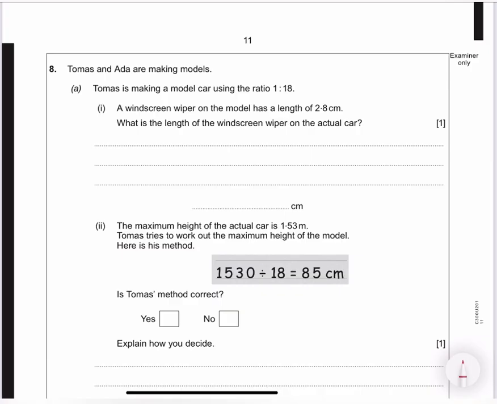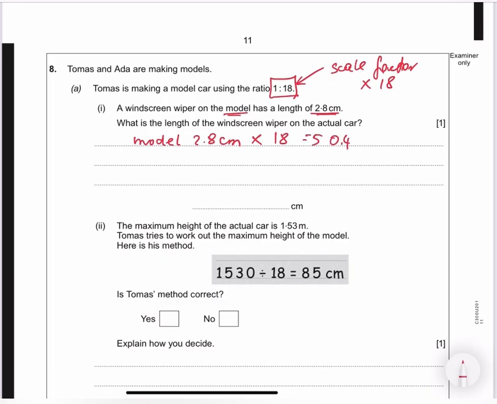Question 8. Thomas and Ada are making models, and Thomas is making a model car using the ratio 1 to 18. So this ratio, when it's written with two dots, means for 1 centimeter on the scale, you get 18 centimeters in real life. So the second number, 18, is actually a scale factor and tells you that you multiply by 18 to get the real size. Or if you want to scale down from actual to the paper measurement, you divide by 18. So here we need to scale up, so we multiply by 18. 2.8 times 18 gives us 50.4 centimeters.